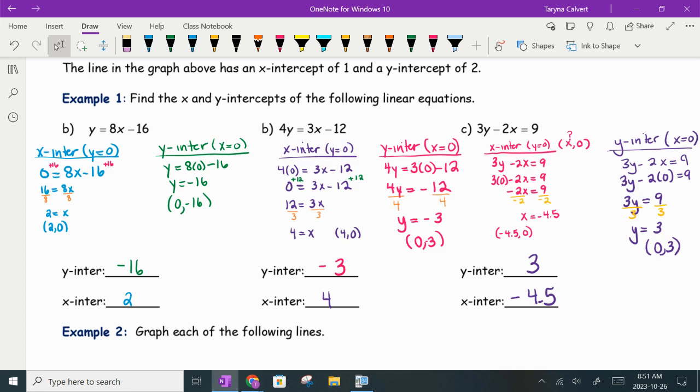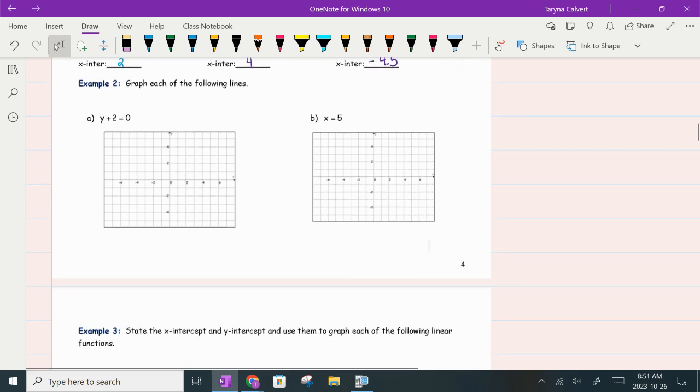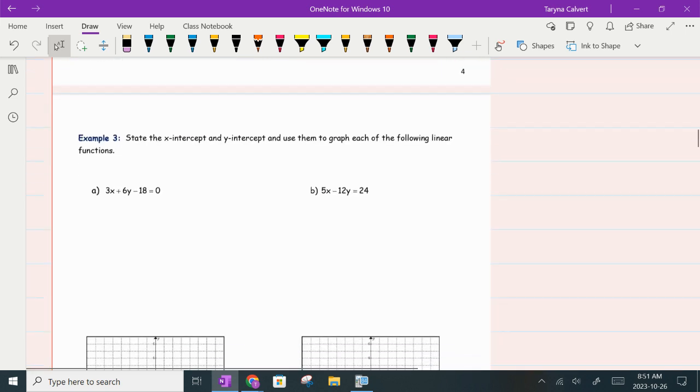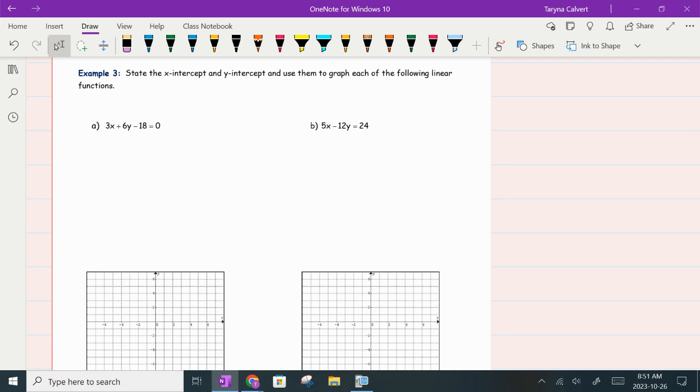Okay. All right, so skipping example 2 for now, I want to go right to doing what we just did and doing the step further. So we'll go back to example 2 in a second. So here it says state the x-intercept and y-intercept and use them to graph each of the following linear functions. Okay, so finding the x and y-intercepts and then plotting them.